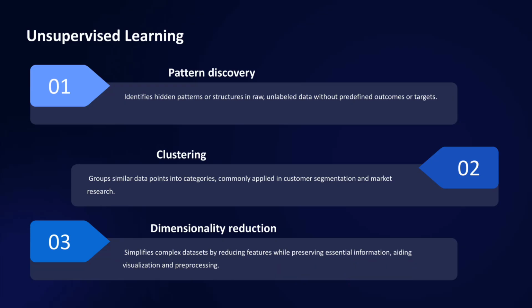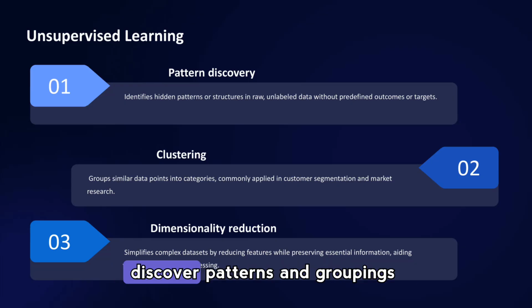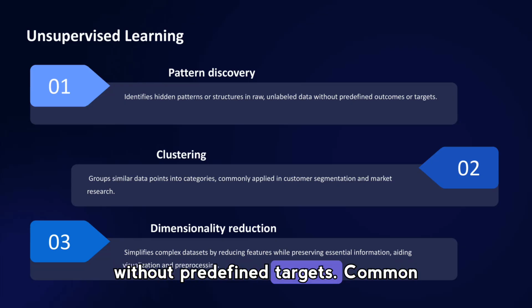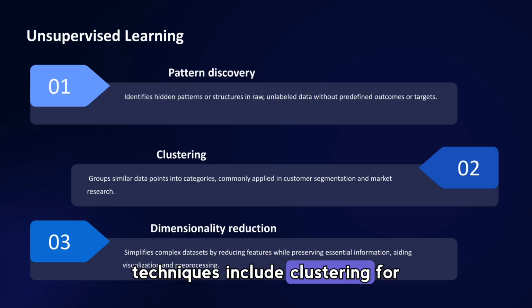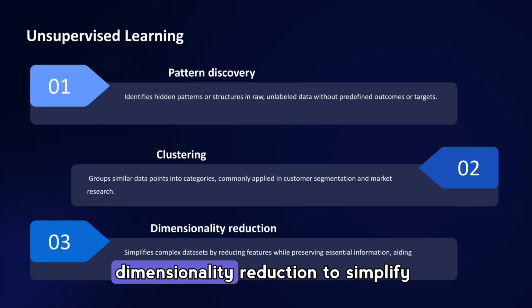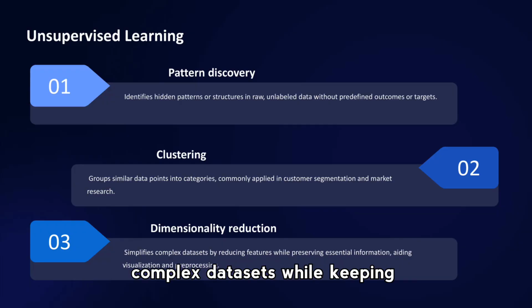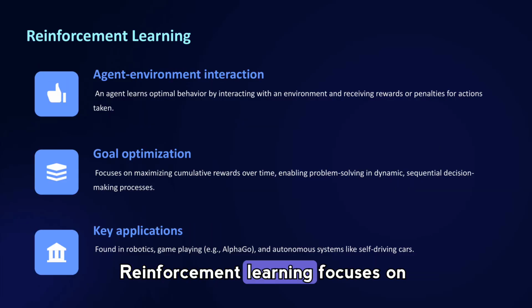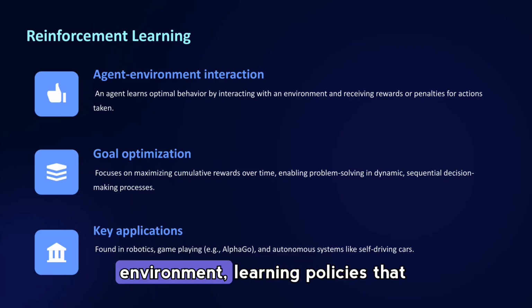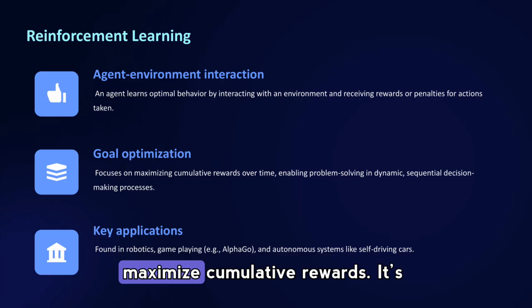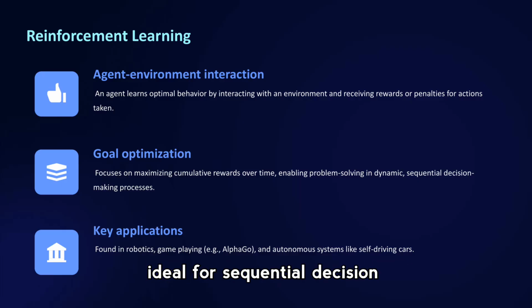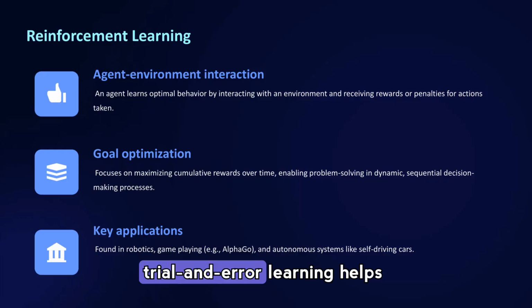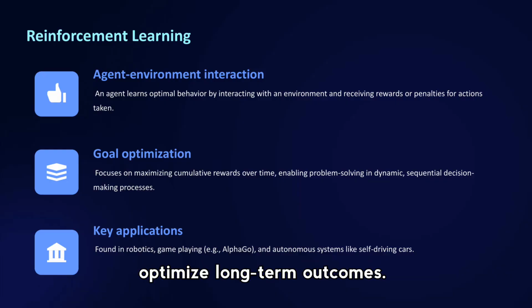Unsupervised learning finds hidden structure in unlabeled data, helping discover patterns and groupings without predefined targets. Common techniques include clustering for customer segmentation and dimensionality reduction to simplify complex datasets, while keeping essential information for visualization and pre-processing. Reinforcement learning focuses on an agent interacting with an environment, learning policies that maximize cumulative rewards. It's ideal for sequential decision problems and has powered breakthroughs in robotics, game playing like AlphaGo, and autonomous systems where trial and error learning helps optimize long-term outcomes.